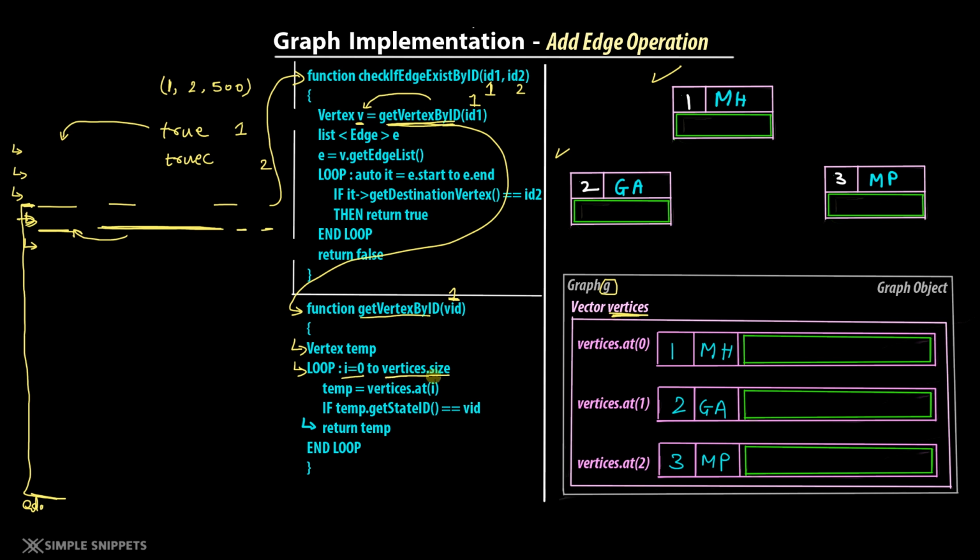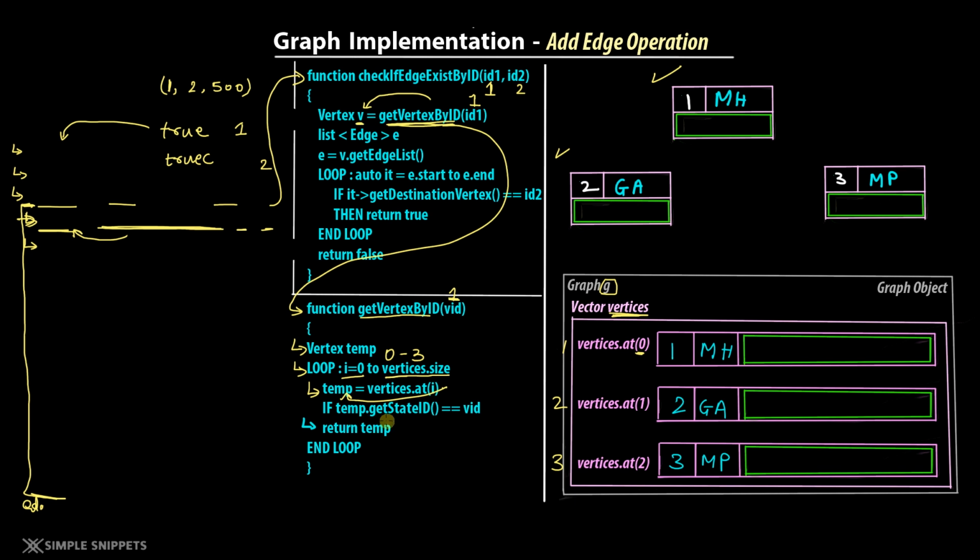So we are saying from 0 to vertices.size. What is the size currently? Vertices vector has 1, 2 and 3 vertices, which means that the size is 3. So we will go from 0 to 3. Inside that we will say temp is equal to vertices.at(i). So initially when i is 0, vertices.at(i) means vertices.at(0). What is there at vertices of 0? You can see we have the first object, which is the first vertex or first state. So that will be stored in temp.